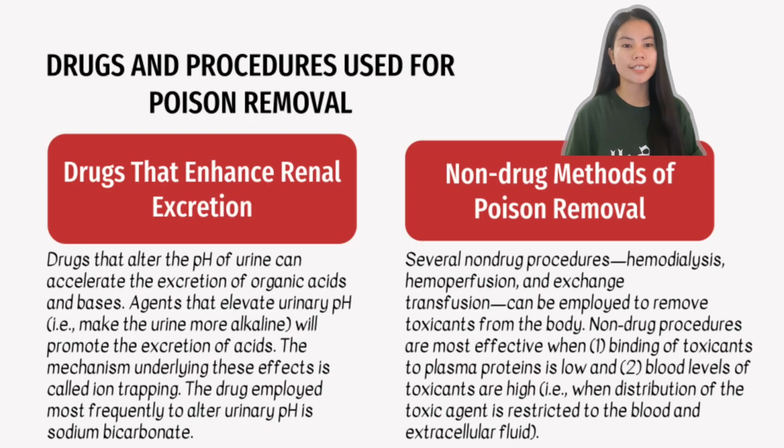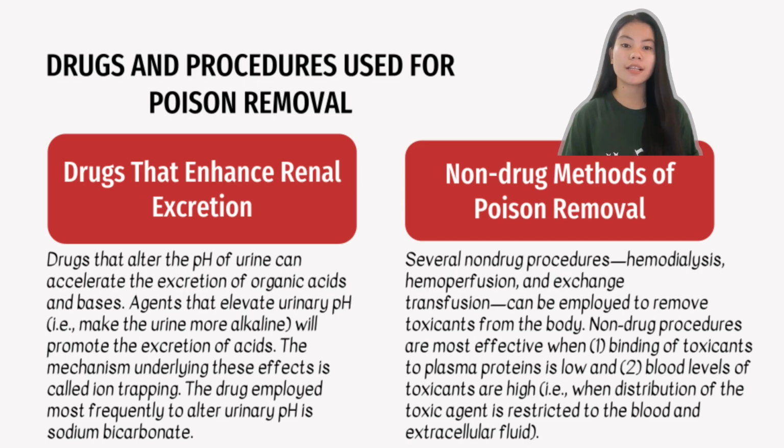Now let's discuss the drugs and procedures used for poison removal. First, the drugs that enhance renal excretion, and the other one is the non-drug methods of poison removal. So first, for the drugs that enhance renal excretion, drugs that alter the pH of urine can accelerate the excretion of organic acids and bases.